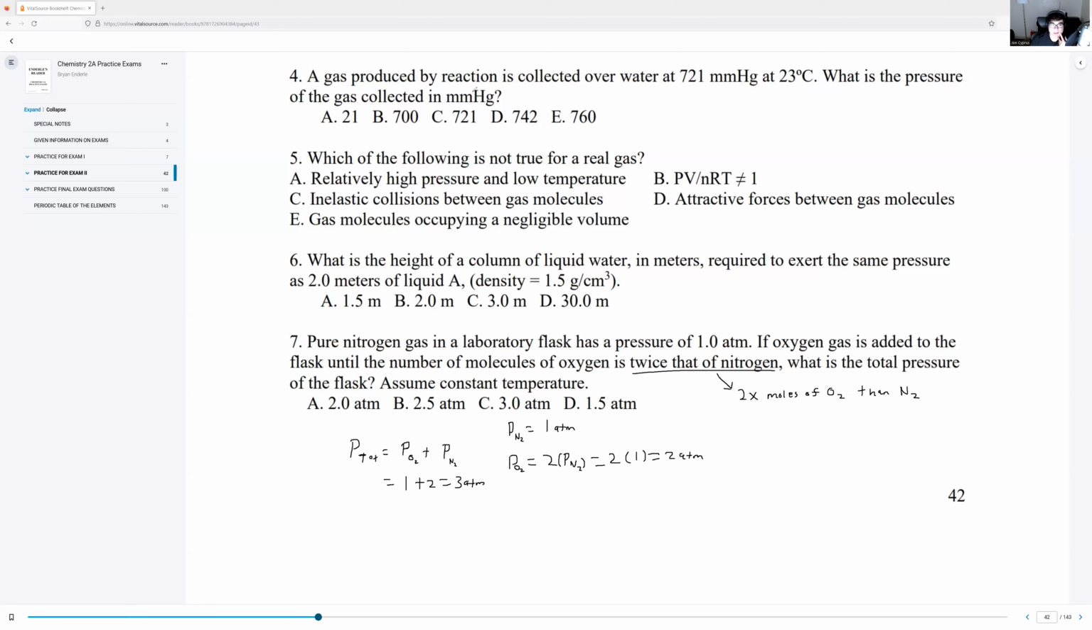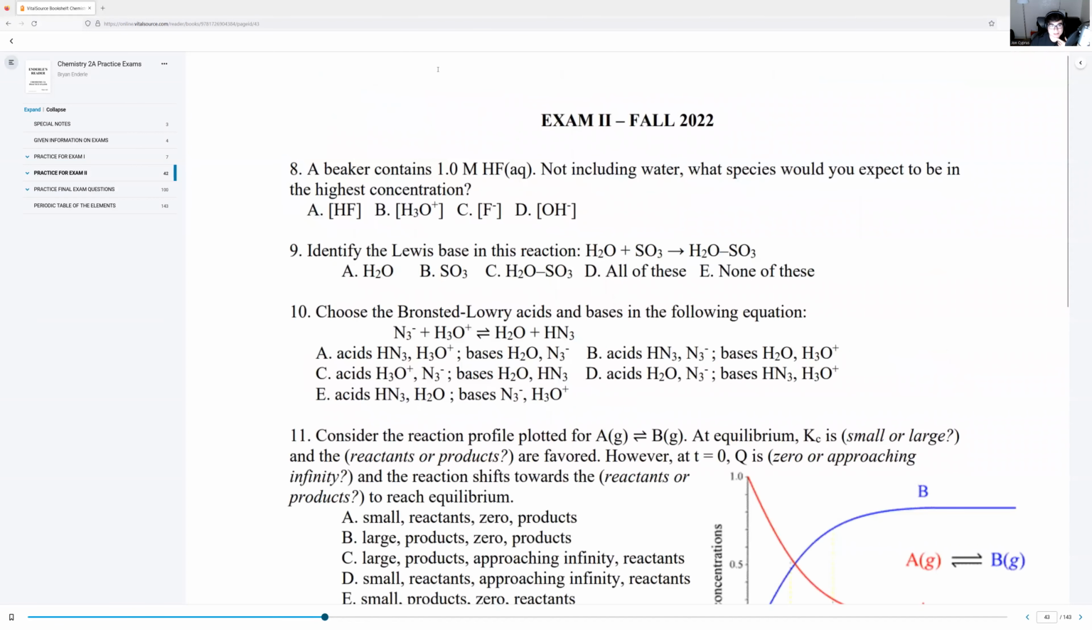All right, we'll go on to number 8 here. It says a beaker contains 1 molar HF, not including water. What species would you expect to be in the highest concentration? So HF is a weak acid because fluorine is very electronegative. It's not as polarizable compared to something like bromine or iodine. And so when HF dissociates, it's a weak acid. It's not a strong acid.